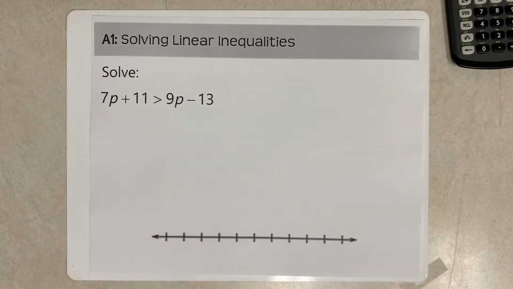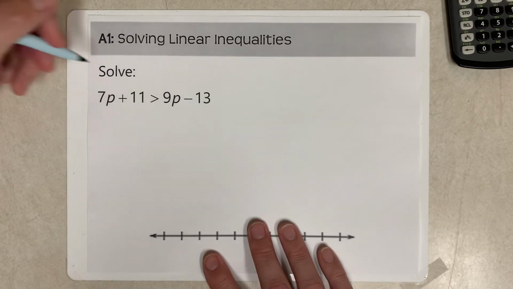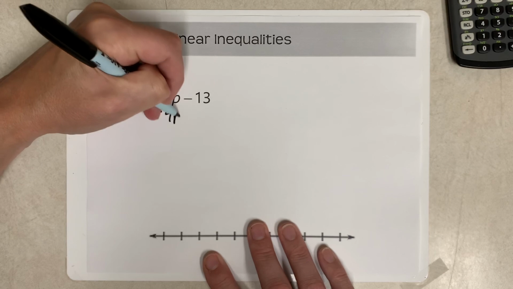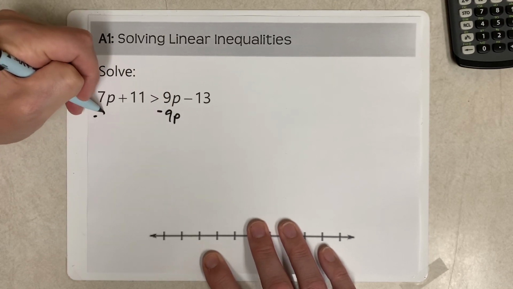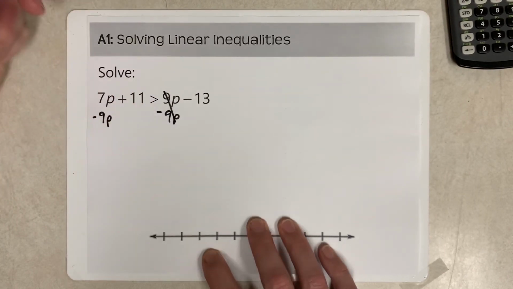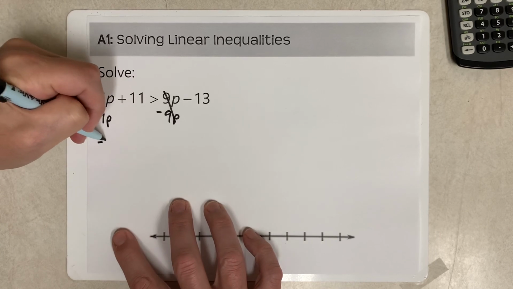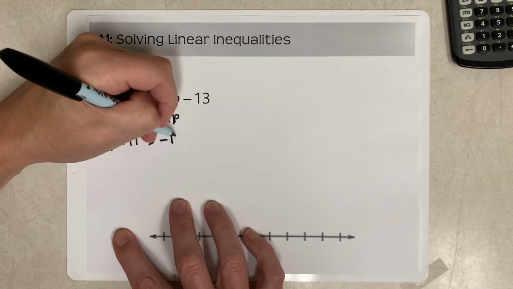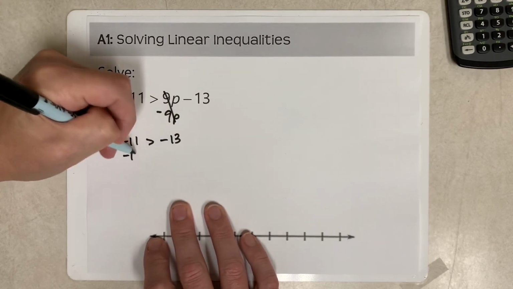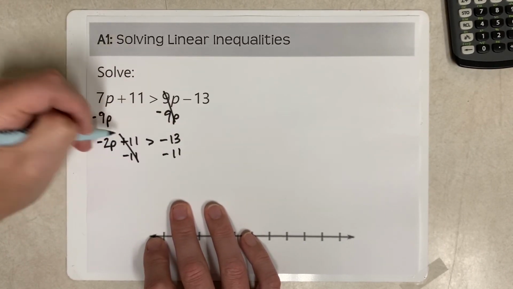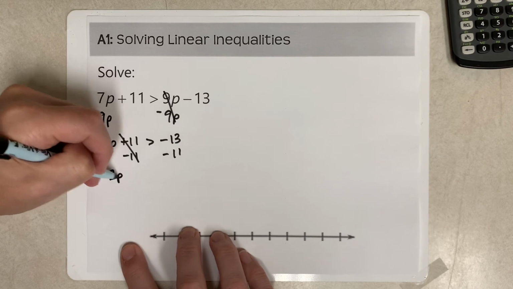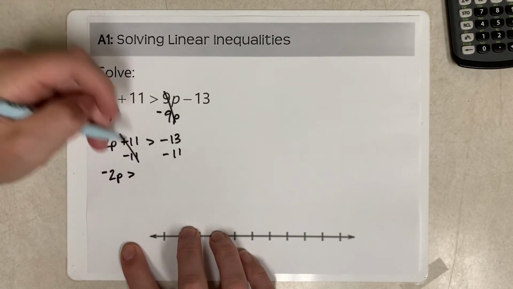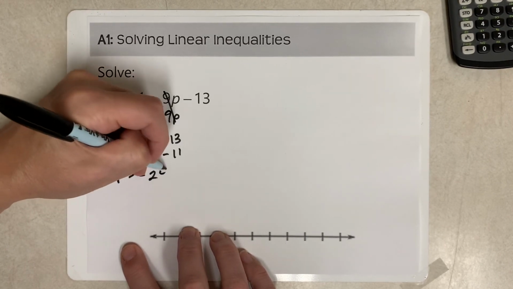All right, so here we have another one with variables on both sides. So again, I'm going to subtract 9p on both sides just to get everything on the left for the variables. Even though it's a negative, negative 2p plus 11 greater than negative 13. So I'm going to subtract 11. Bring down my negative 2p greater than, and then that would be negative 24.